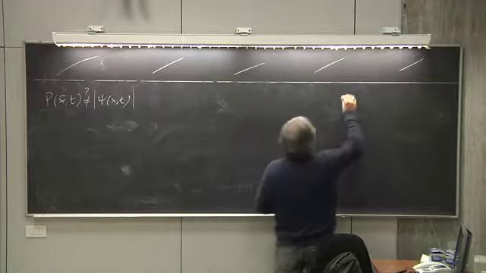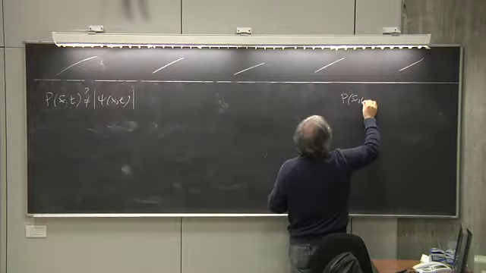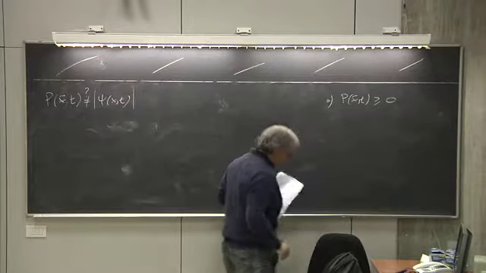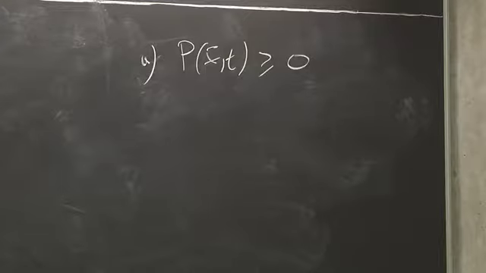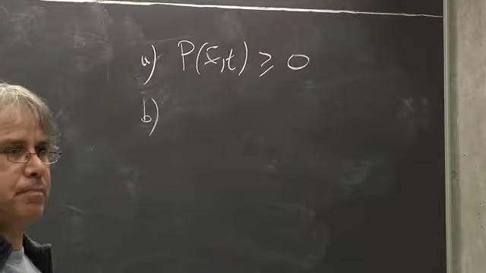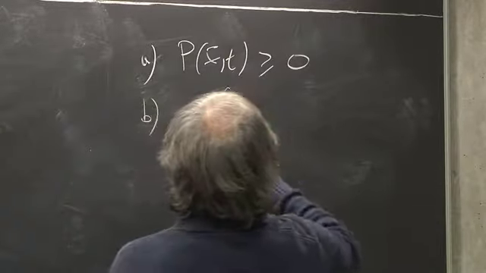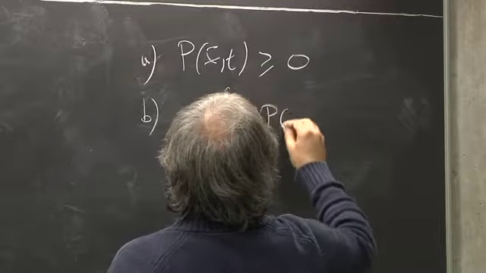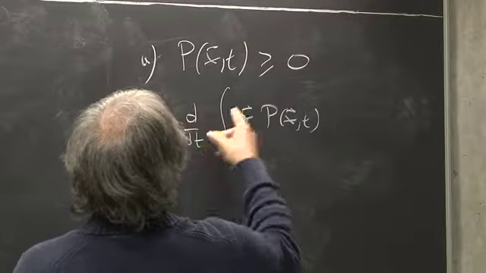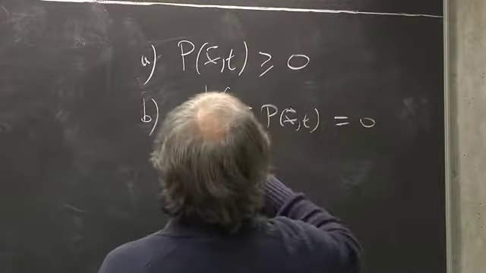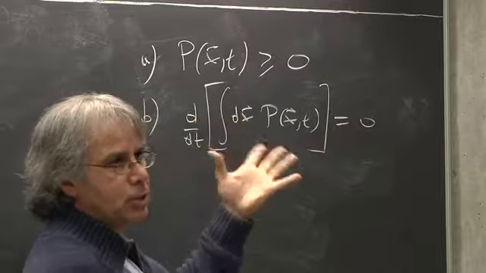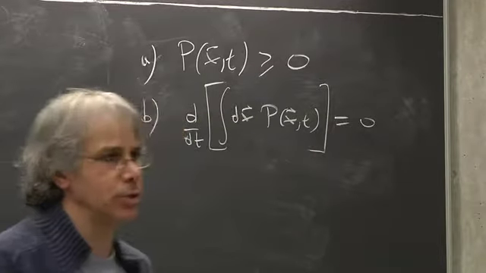The constraints are that P(x,t) should be real and positive. Constraint A. B: things do not disappear. Okay? So the total probability of finding the particle somewhere should not change in time, right? So this thing should be zero, okay? This is the total probability and should just be constant because particles are neither created nor disappearing. They're there.